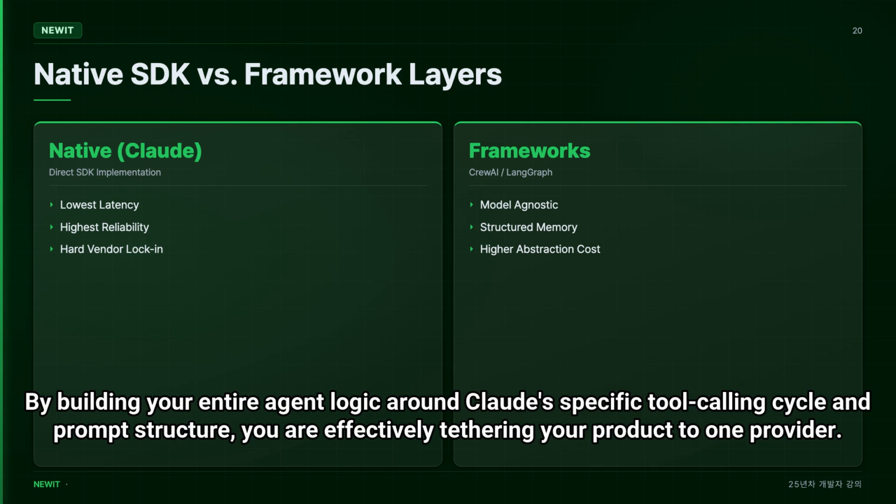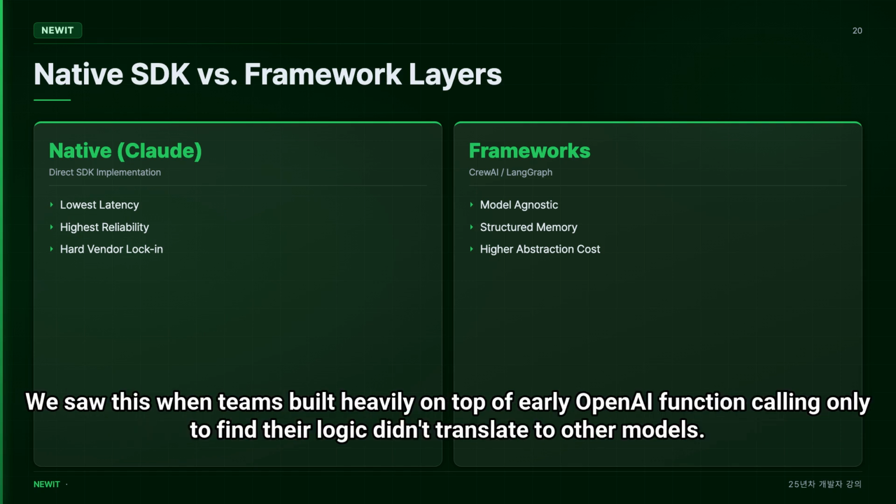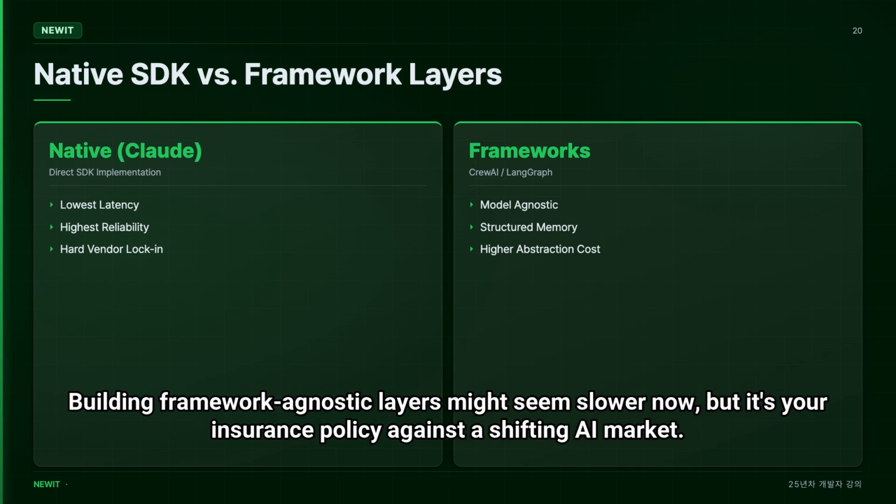By building your entire agent logic around Claude's specific tool calling cycle and prompt structure, you are effectively tethering your product to one provider. If a better model like Llama 4 or a cheaper GPT drops tomorrow, migrating your agent will require a complete rewrite of your tool handling layer. We saw this when teams built heavily on top of early OpenAI function calling only to find their logic didn't translate to other models. Building framework-agnostic layers might seem slower now, but it's your insurance policy against a shifting AI market.